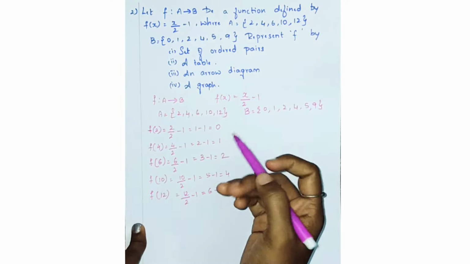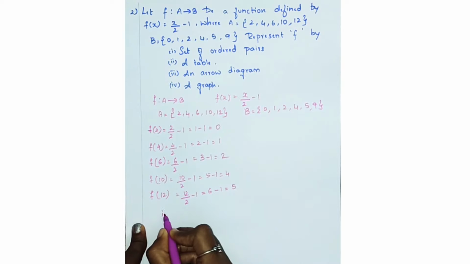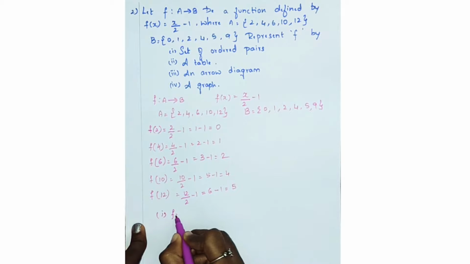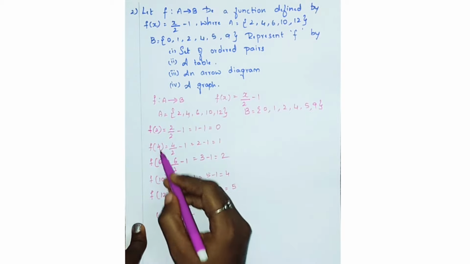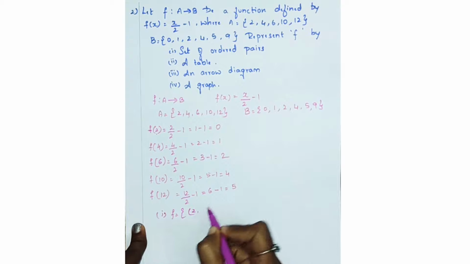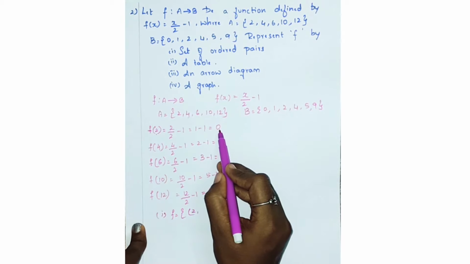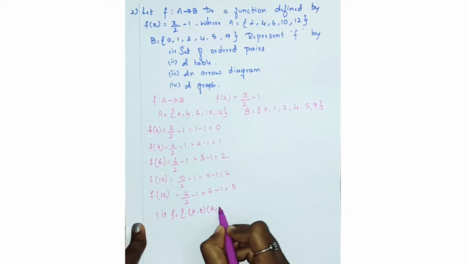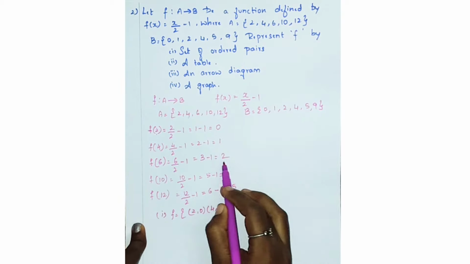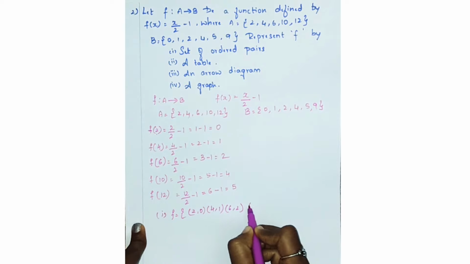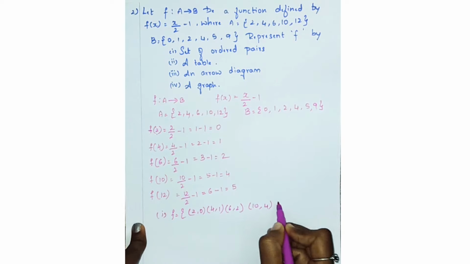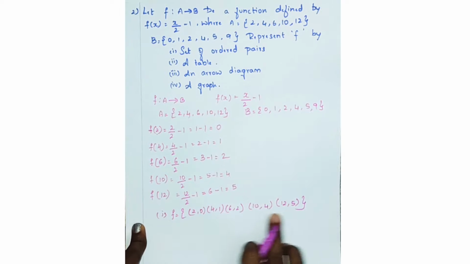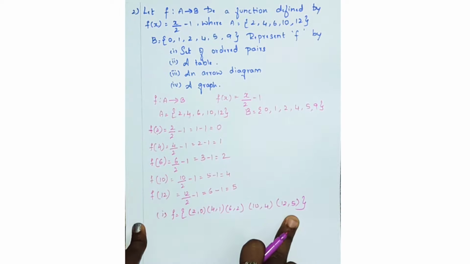So set of ordered pairs, what you have to do? So set of ordered pairs is you have to write the function in ordered pairs. That's it. So when it is 2, the value of f of 2 is 0. When it is 4, it's 1. When it is 6, it is 2. 10, 4, 12, 5. Got? So this is how you'll show in a set of ordered pairs.